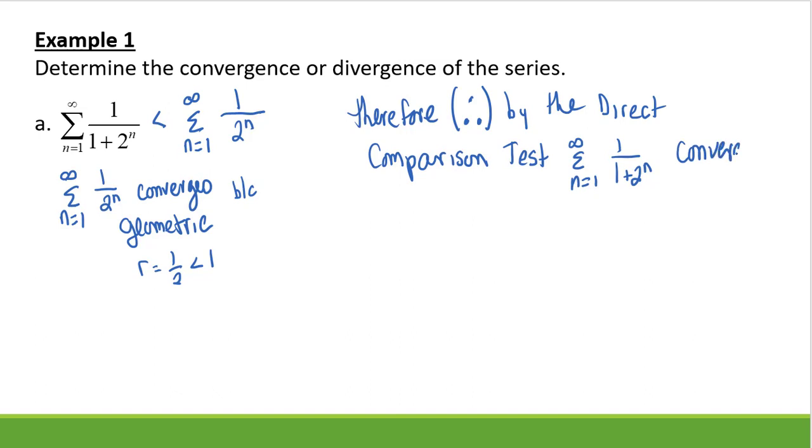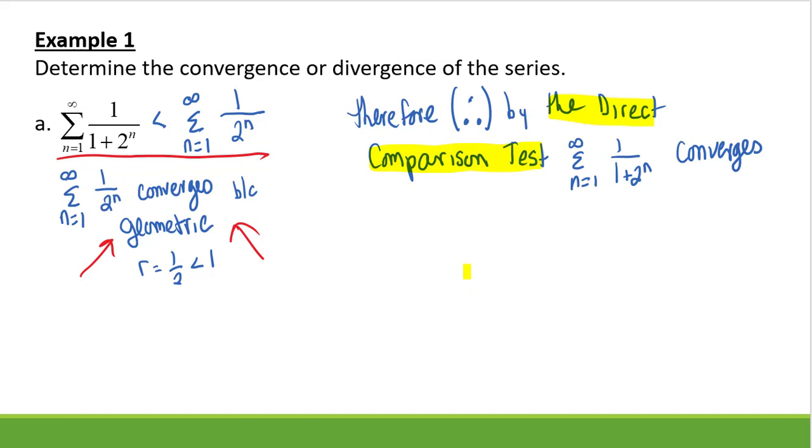Okay, key things that you need to have. You need to have the comparison written out. Then that one that you chose to compare it to, that's something you know something about. We know that that is geometric, so we know that that converges. And then therefore, by the direct comparison test, so naming the test.